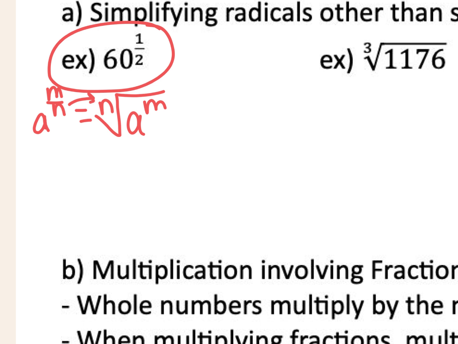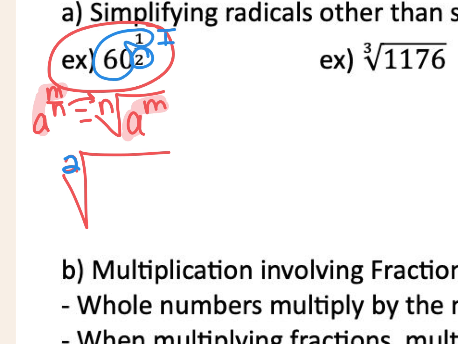So this is going to tell us what we call our root index, right? And yesterday we talked about when we have this square root, technically there's a little 2 here, we just don't write it. And then the rest of this is going to go inside our radical, okay? So what this looks like, if I have 60 to the 1/2 here, this is my root index. I'm going to put my 2 here. And the rest of this is going to go inside.